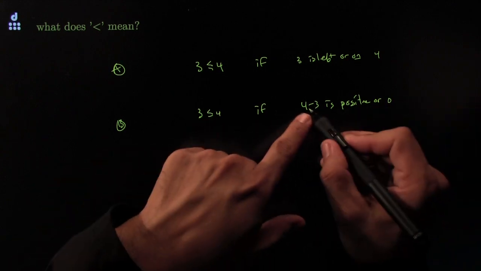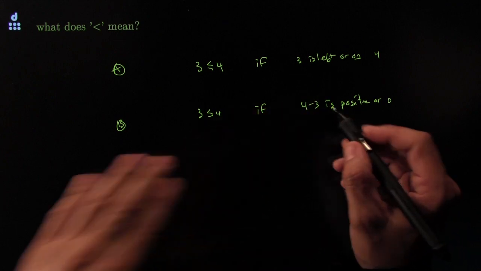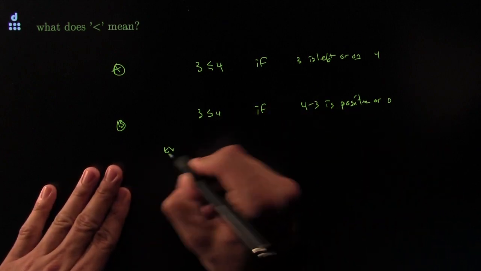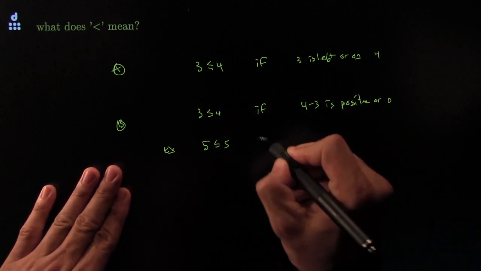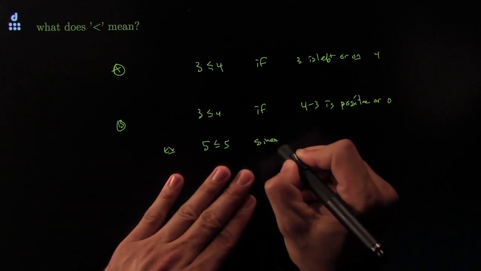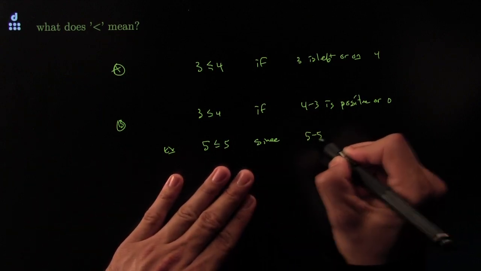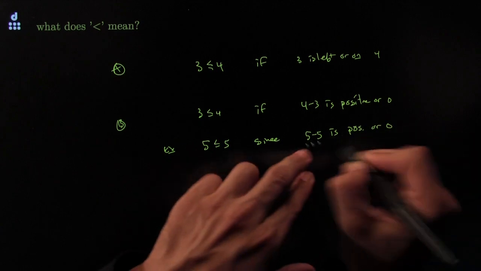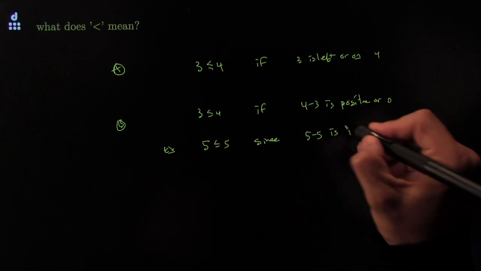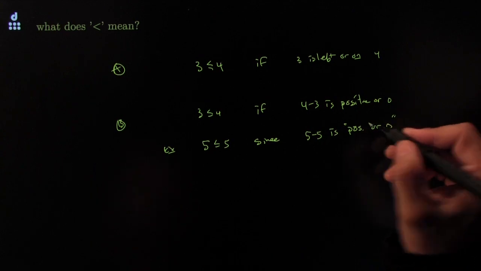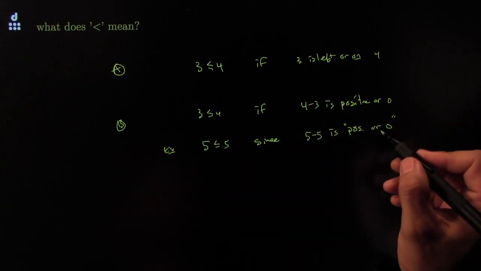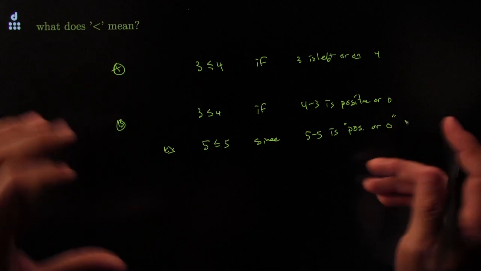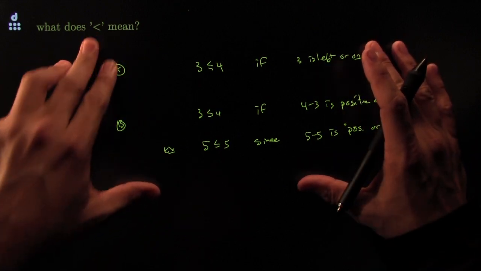They would be 4 minus 3 would be equal to 0 if the two numbers were equal. So as an example, 5 is less than or equal to 5 since 5 minus 5 is positive or 0. In fact, it's 0. So if you allow the possibility of equal, you get 0 on the difference. Alright, that's a little introduction to what these things mean.